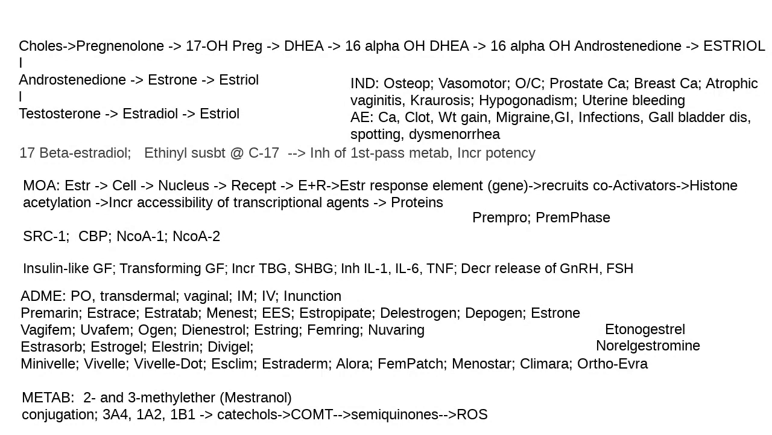And then you have another Prempro preparation that contains 0.625 milligrams of Premarin, and half the dosage of MPA, that is 2.5 milligrams of MPA. Then you have what is called Prempro low, and that will contain 0.45 instead of 0.625, 0.45 milligrams of Premarin and 1.5 milligrams of MPA. That's your Prempro low.